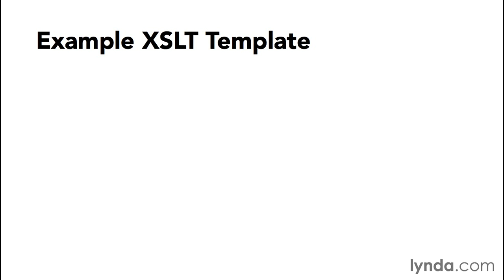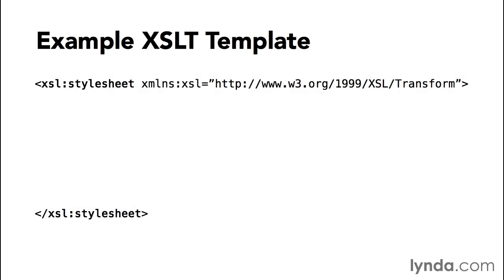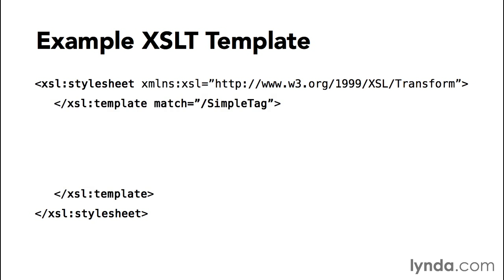To define a style sheet, I would use the XSL style sheet tag, and I would give it the XML namespace of the XSL prefix and using the URI that you see there. Then I would define a template. And in this case, I would define a template with a match attribute that matches the root tag of an XML document as long as the root tag is named simple tag.